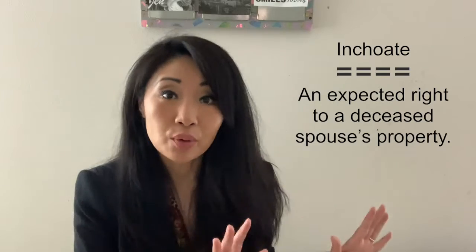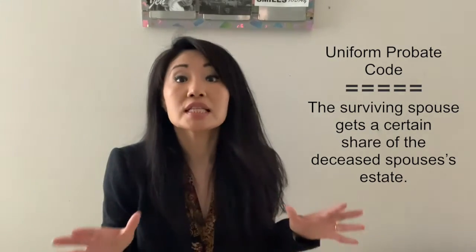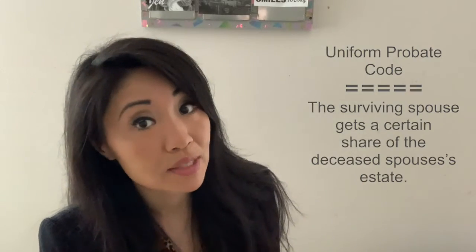By the way, dower and courtesy does not apply to community estates, which makes sense because dower and courtesy is much more personal. There's also a term called the Uniform Probate Code, which gives the surviving spouse a certain share of the deceased spouse's estate.